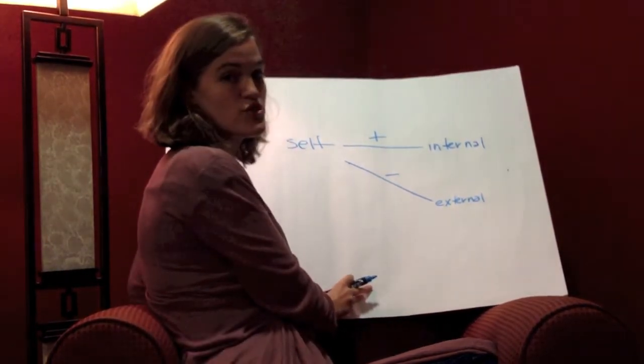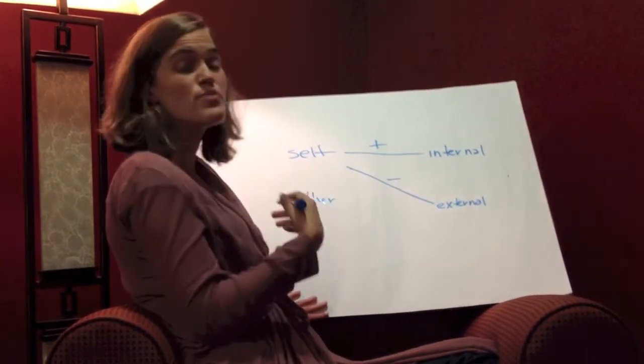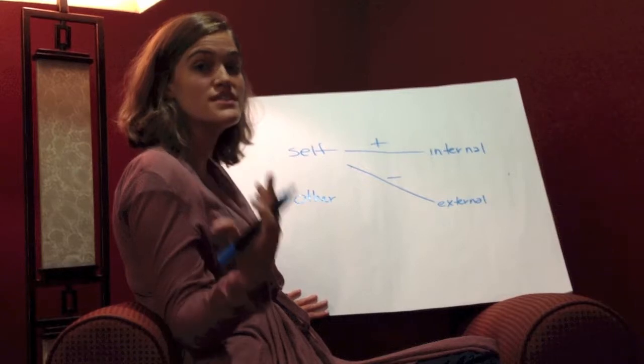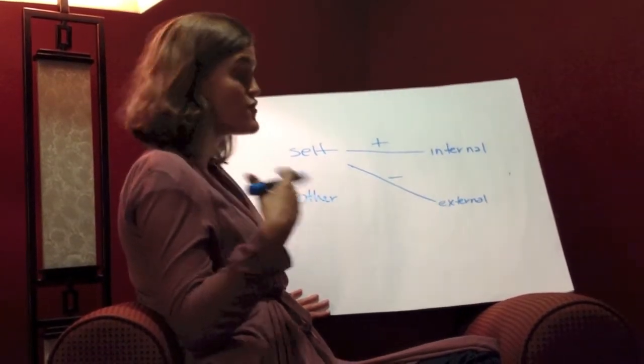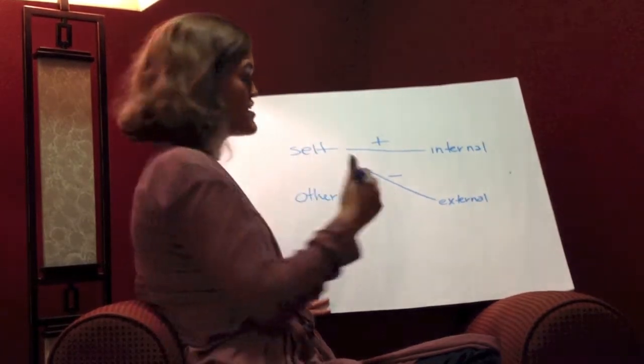The opposite is true for other people. So if another person does something that you deem to be bad, if you fall into the fundamental attribution error, you ascribe it to an internal characteristic.